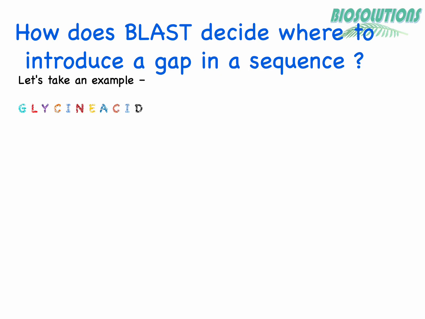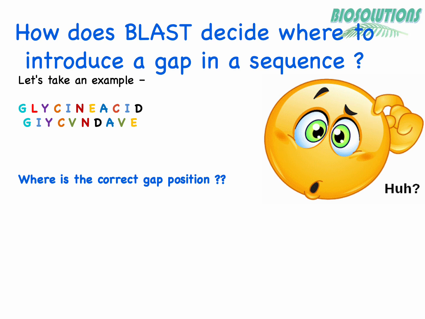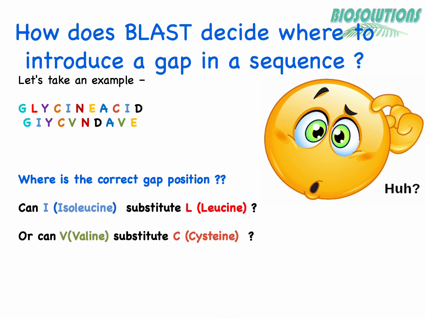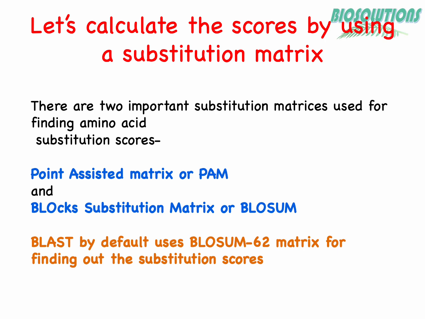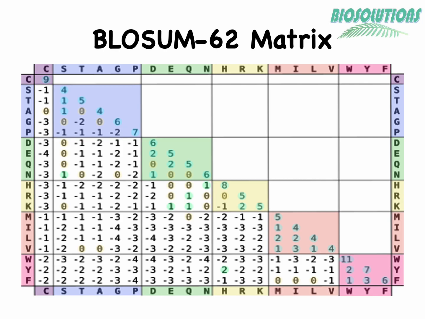More so, with amino acids, one residue can substitute another residue with similar physical and chemical properties and therefore may score positively. So, can isoleucine or I positively substitute leucine or L? Or can valine or V substitute cysteine or C? Let's find out. BLAST-P will make use of substitution matrices like PAM or Blossom 62 to find scores of such substitutions. By default, Blossom 62 matrix is used by BLAST-P.